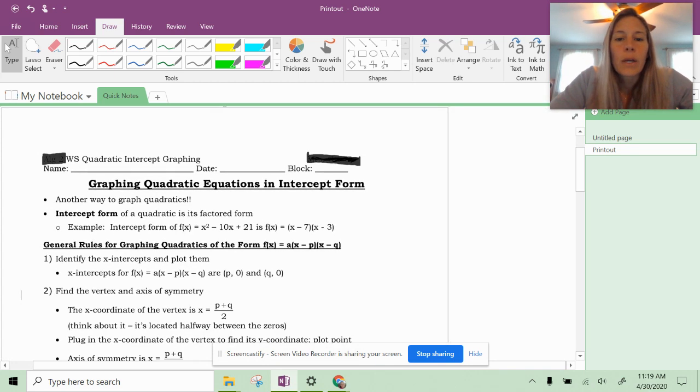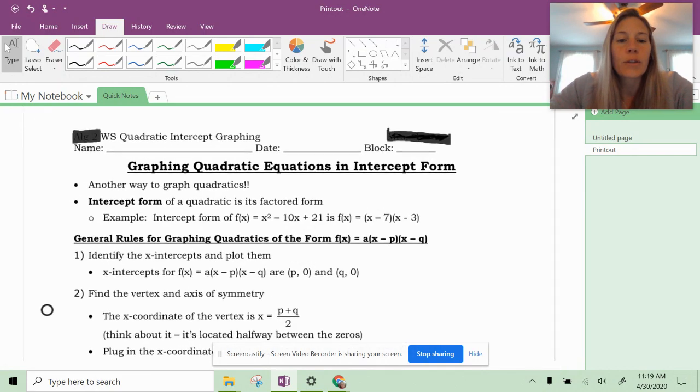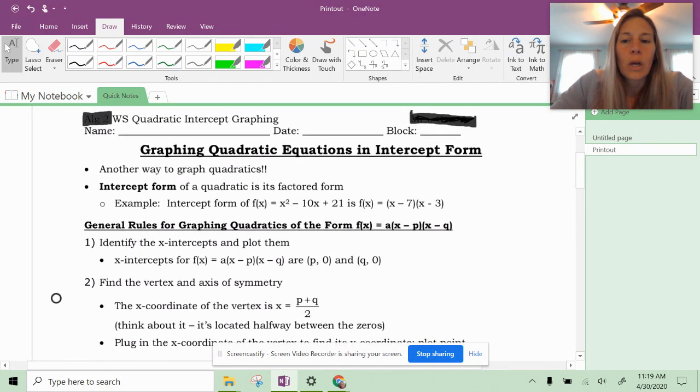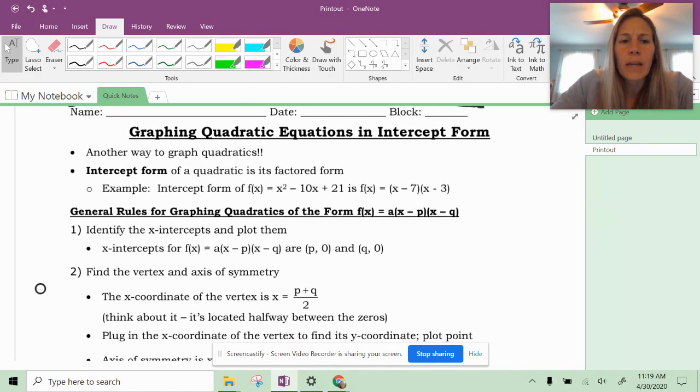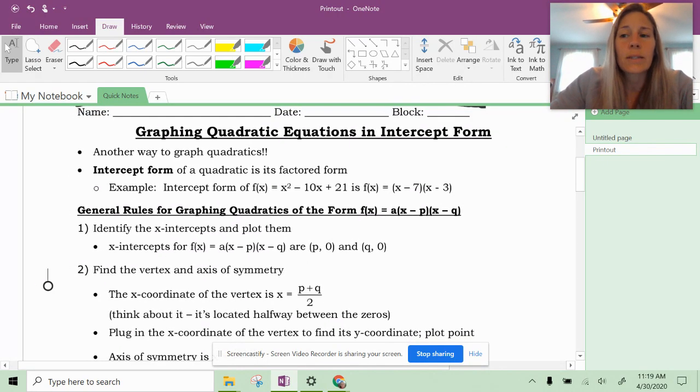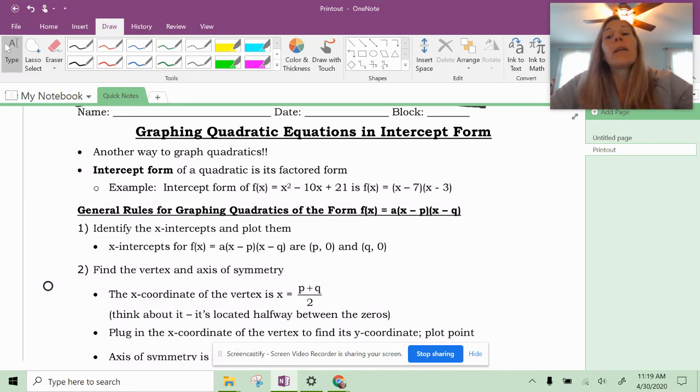Good morning. So today I'm going to review graphing quadratic equations in intercept form. You watched the Khan Academy video 2 days ago, but I know some of you get confused with those. So yesterday I did a worksheet on this, going over it and going through the 8 different problems. Hopefully that helped to clarify a little bit. And today I'm going to do the same thing.